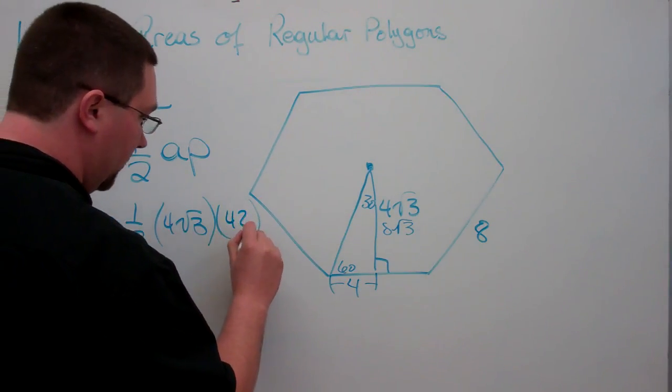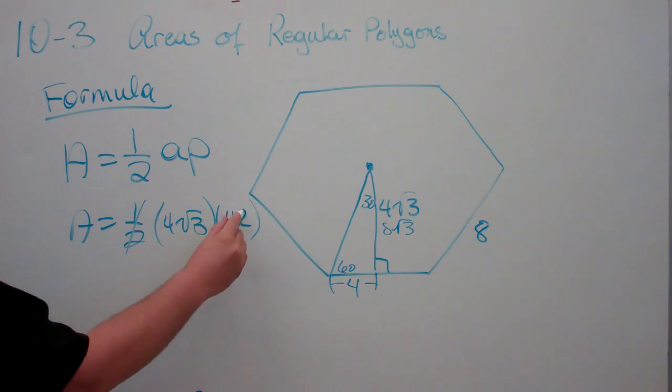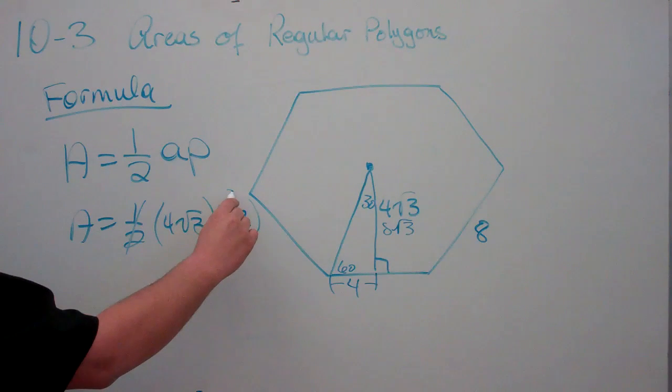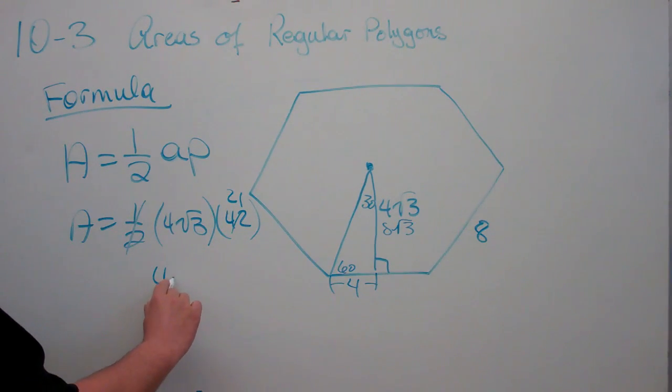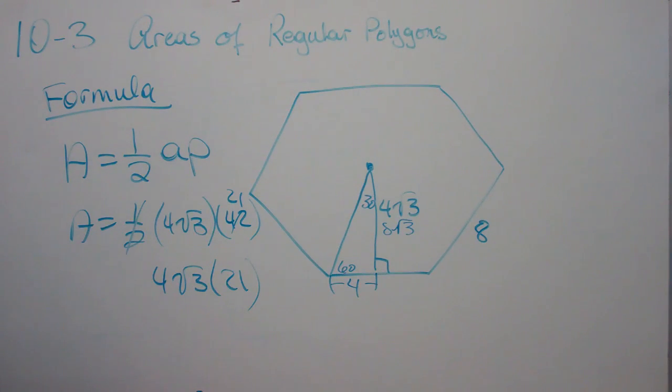Alright, good. 42. 6 times 8 is 42. So now, you simply plug in all of your numbers. You can half this. What does that have? 21. So 4 square root of 3 times 21. You can punch this into your calculator and do it that way.